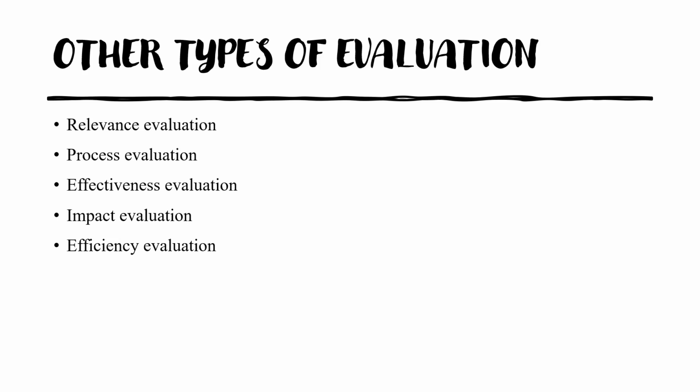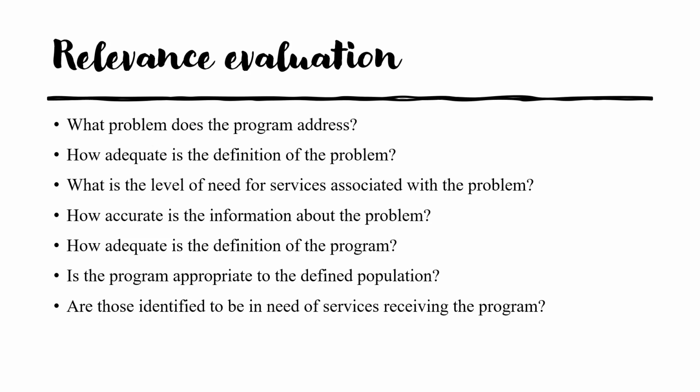What are the other types of evaluation? They are relevance evaluation, process evaluation, effectiveness evaluation, impact evaluation, and efficiency evaluation. What is relevance evaluation? It refers to activities designed to determine whether the program is needed or whether the program is targeting its efforts at the individuals in need.